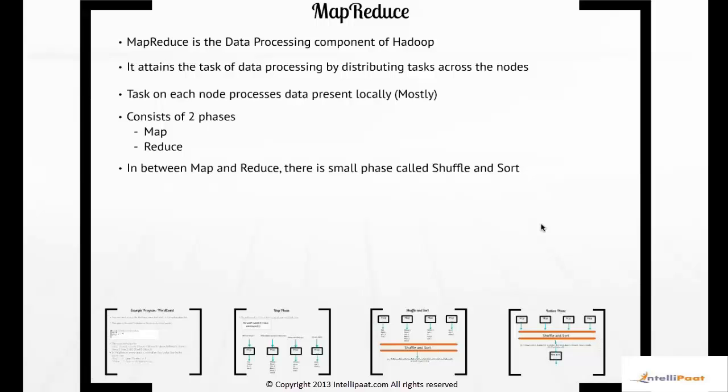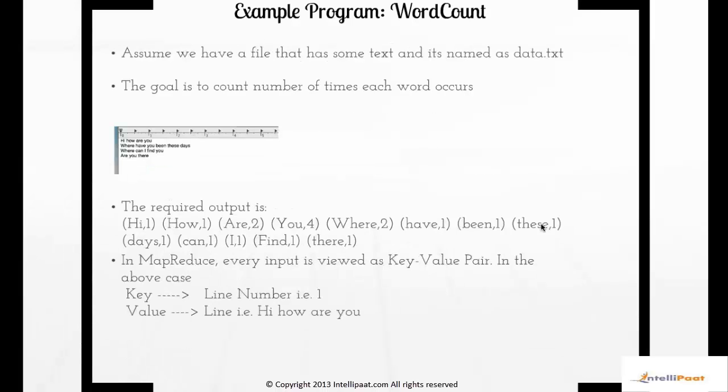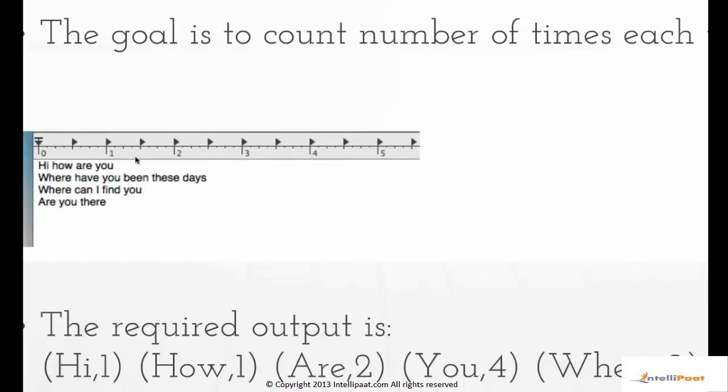So there are two phases, map and reduce, and in between map and reduce is a phase called shuffle and sort. So let's understand this. Assume that we have a file that has some text named data.txt, and the goal is to count the number of times each word occurs. So let's say the text is, hi, how are you? Where have you been these days? Where can I find you? And are you there?